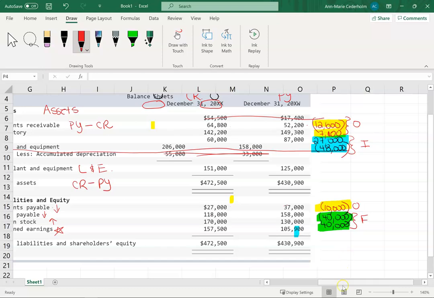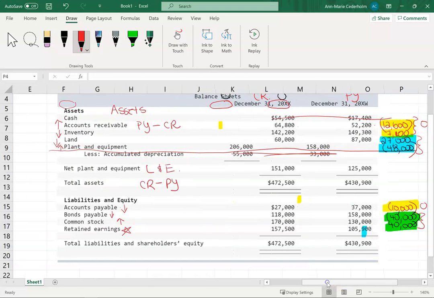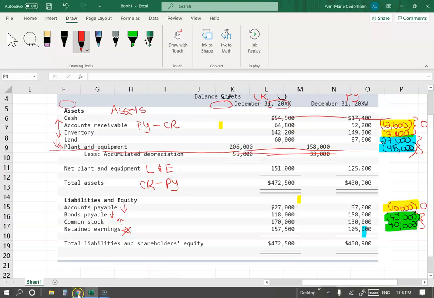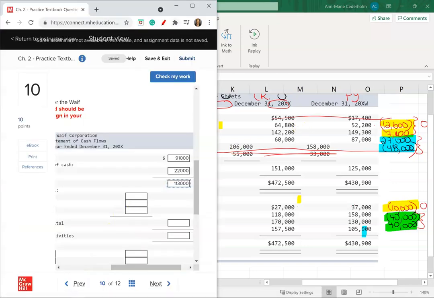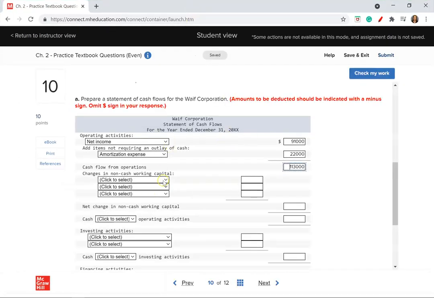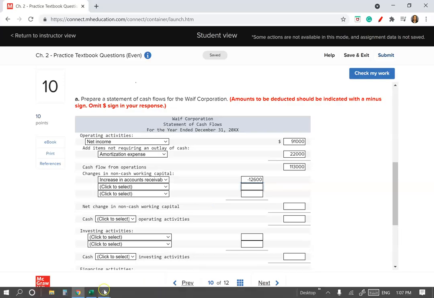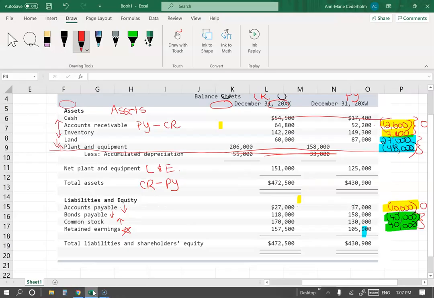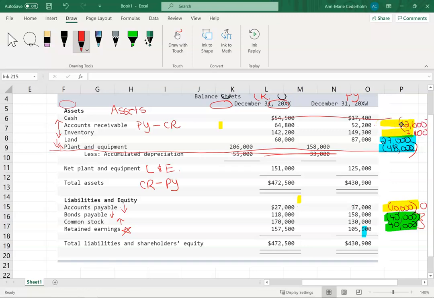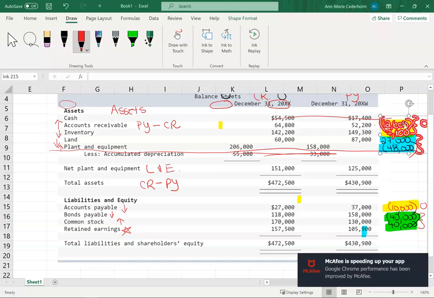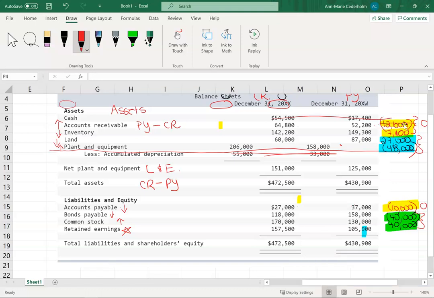I'll start with my operating activities. My increase in accounts receivable is a decrease of $12,600. Now what we can do is check it off. Once we've categorized this, we can cross it off. We don't need to look at it again.